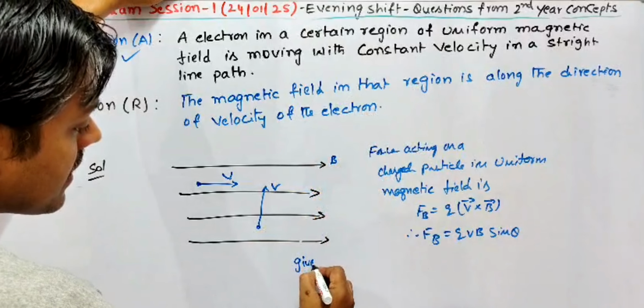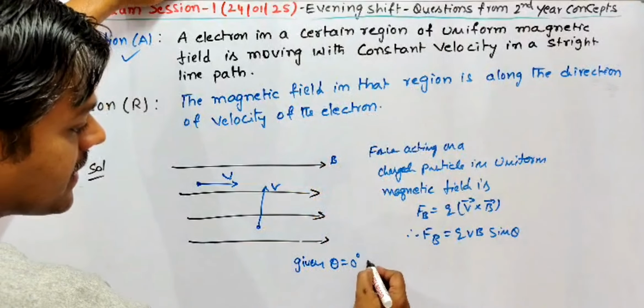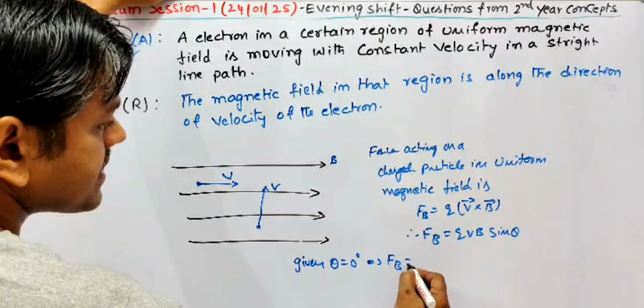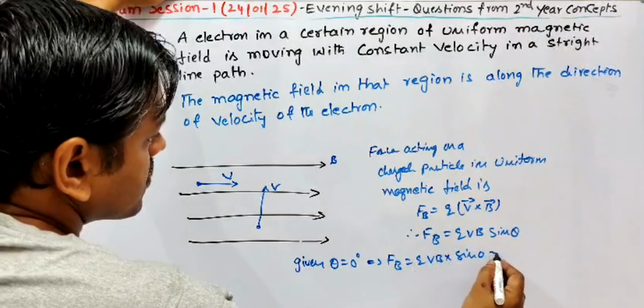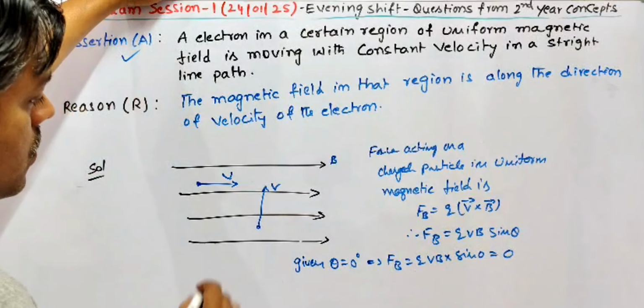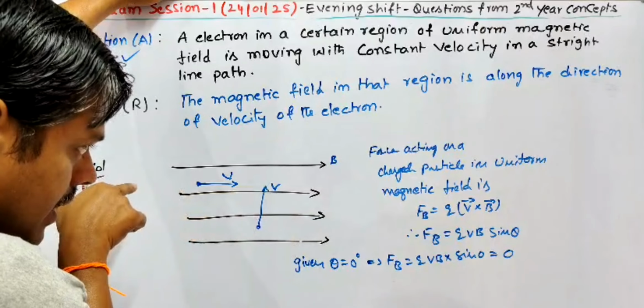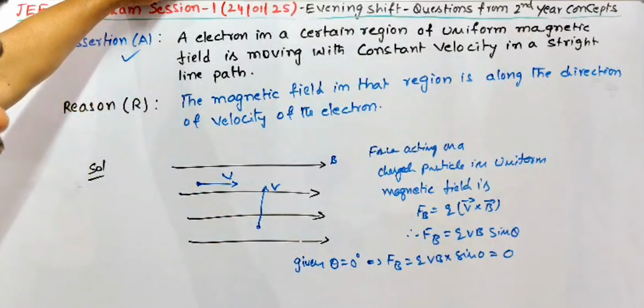That means given theta is equal to what? 0 degree. That implies F_B is equal to what? qvB into sine 0. You know sine 0 equal to what? 0. 0 into something equal to 0. So the electron may be entered along the path of magnetic field, then it doesn't experience any force.